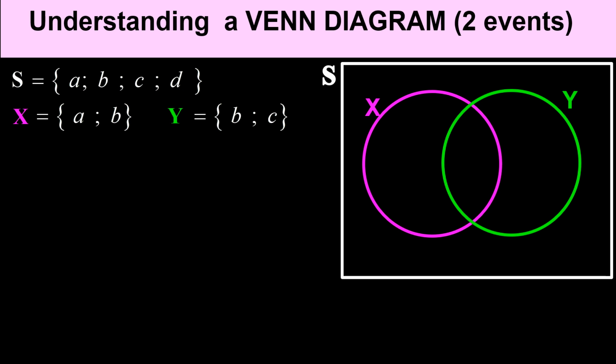You notice anything there already? That's right, there's an overlap of B. In other words, I have an overlap of B. If I can see here, I've got A, B, so X consists of A as well as B. Y consists of B and C.